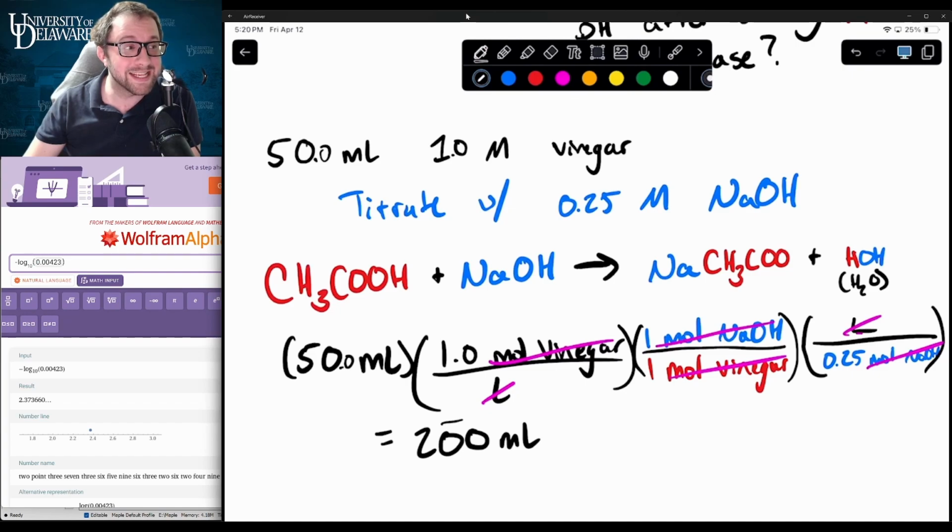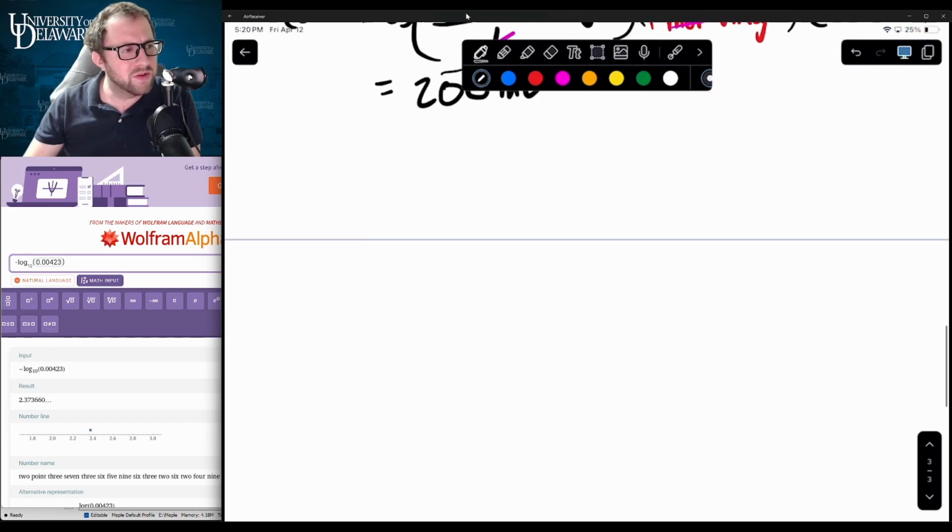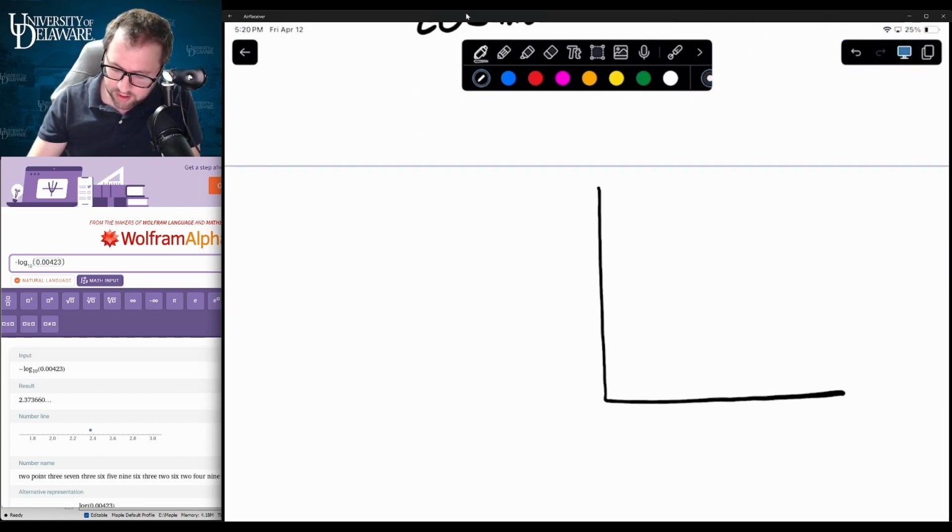I'm going to have excess weak acid left, which means I'm going to have an equilibrium. And if I add more than 200 milliliters, I'm going to have too much excess strong hydroxide, this strong base, which is relatively easy to think about. But let's doodle this.